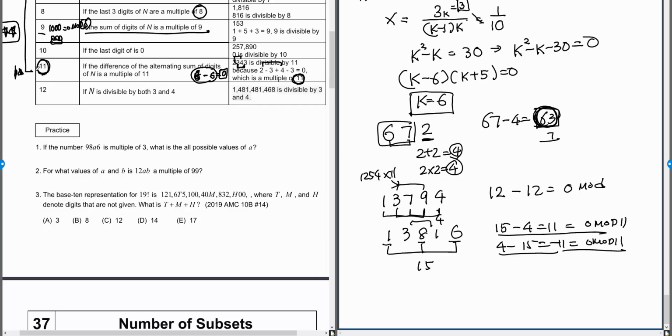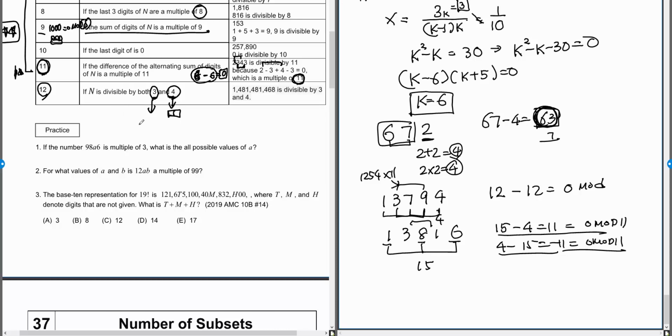Number 12 is divisible by 3 and 4. That's the rule. You don't have to check divisibility by 2. Divisible by 3 and 4 means the sum of digits is a multiple of 3 and the last 2 digits are divisible by 4.